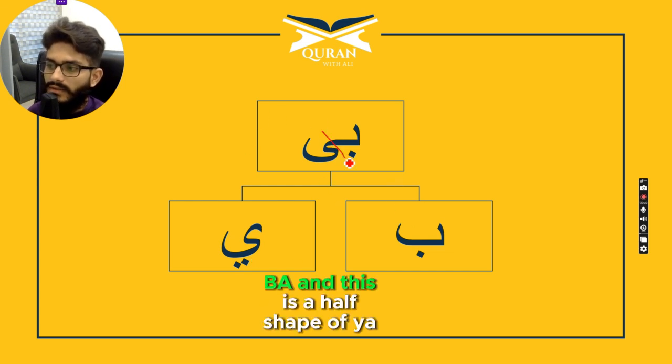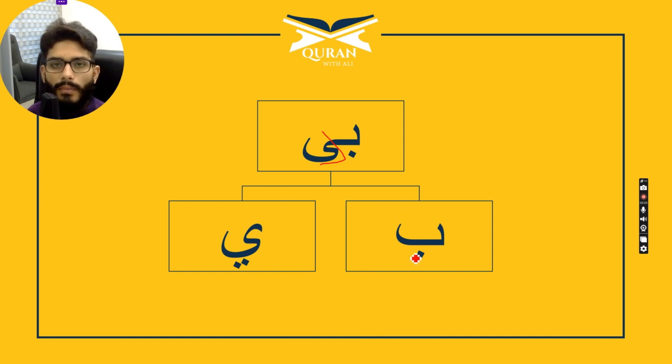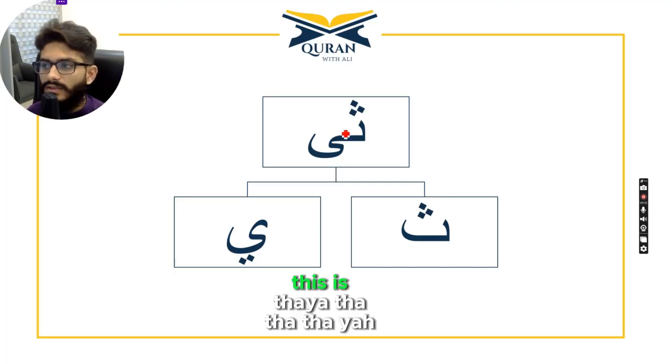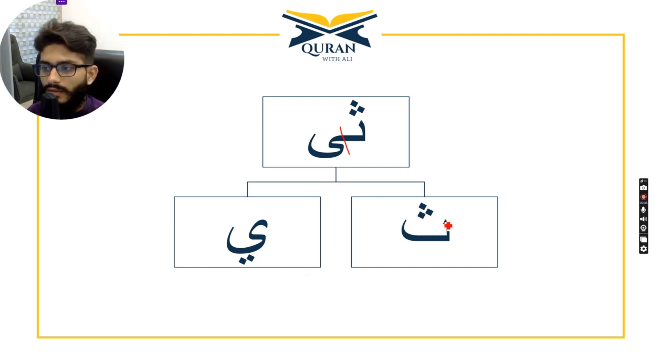What is this? Ba, and this is the half shape of ya. Ba ya. Say ba ya. This is thaya. Tha, ya.